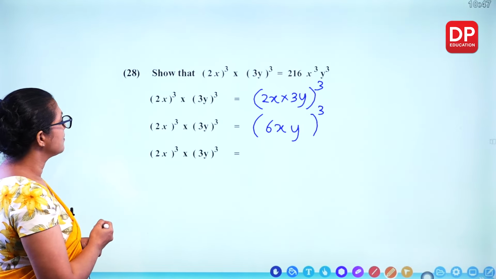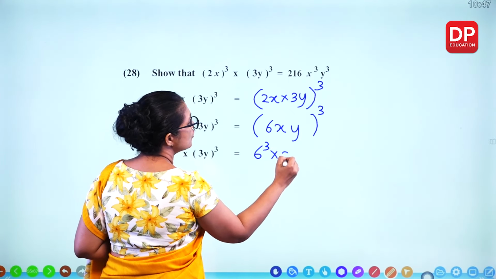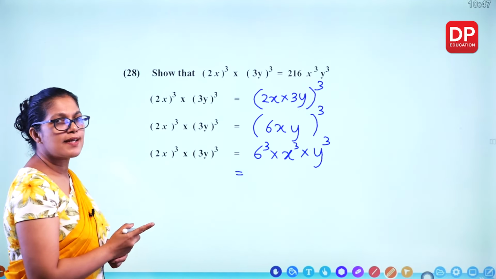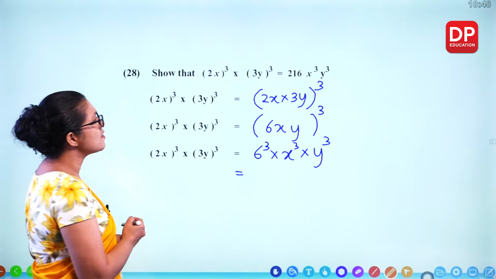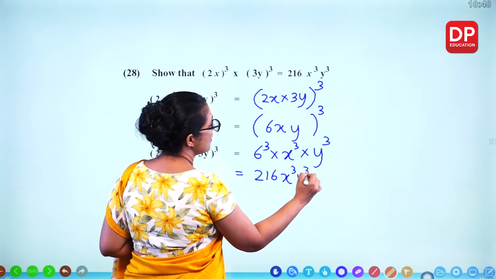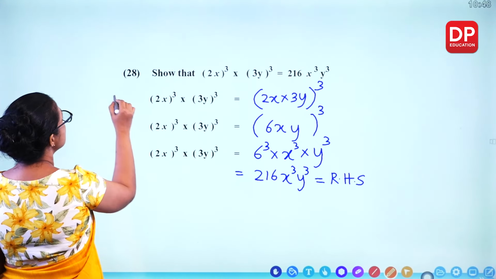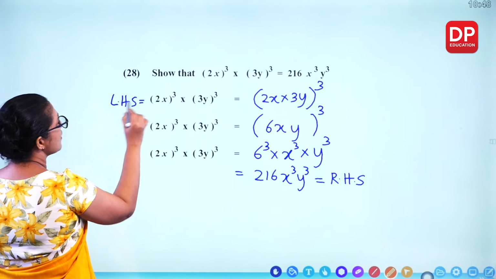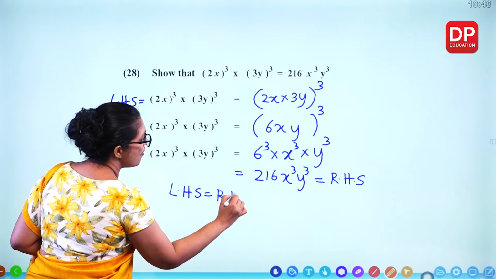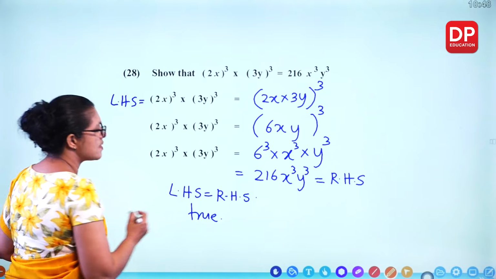Now I can write 6 to the power 3, x to the power 3 and y to the power 3. What is 6 to the power 3? 6 times 6, 36. 36 times 6 is 216. X to the power 3, y to the power 3. So, this is same as right hand side. So, this is left hand side. So, we can see left hand side is equal to right hand side. So, that means this is true.